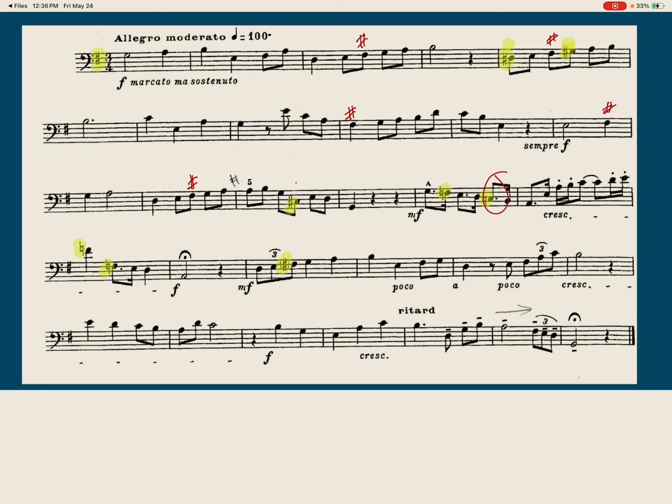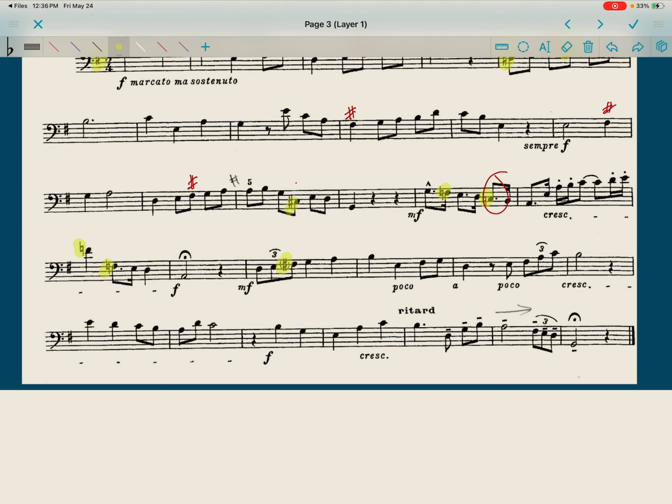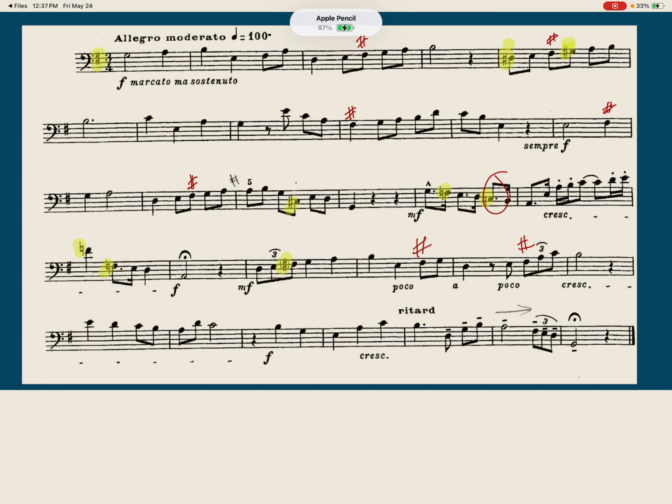So I actually did miss an F sharp over here. Oops. I missed an F sharp over here, and I played an F natural instead. But that's the basic gist of it.